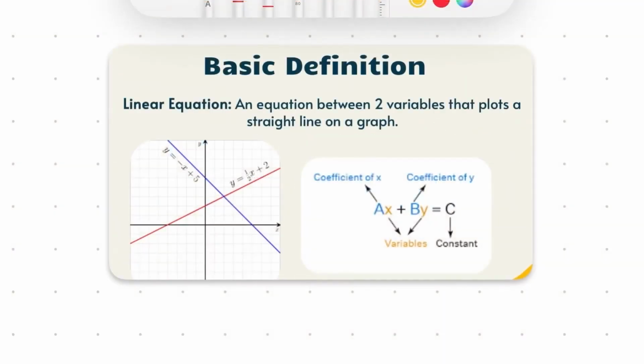So what is a linear equation? This is an equation between two variables that plots a straight line. Notice how in the bottom left diagram, we have two linear equations that both are represented by perfectly straight lines. Also, notice how each equation has exactly two variables. Here we have a y and an x, and here we also have a y and an x.